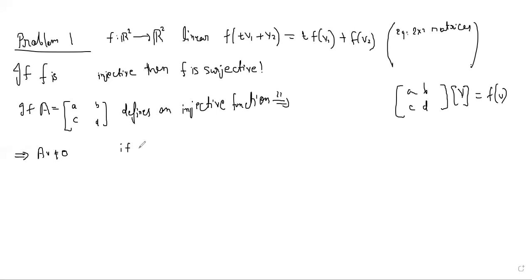A times V is not zero if V itself, which is, and we have used this notation before, v1, v2, is not zero, meaning at least one of them is non-zero. It means that when it inputs a non-zero vector, the output is also a non-zero vector.